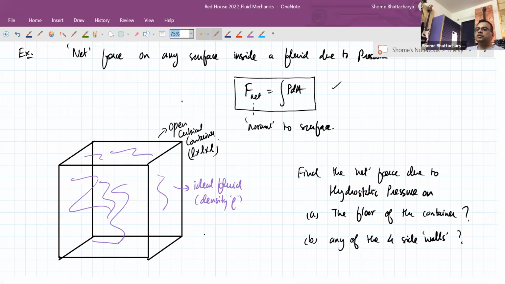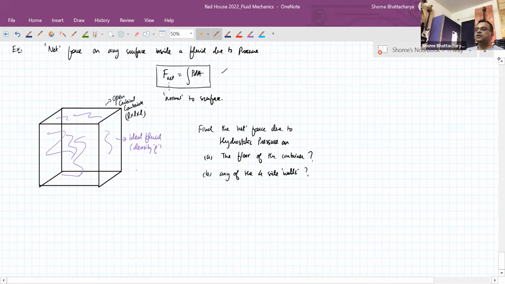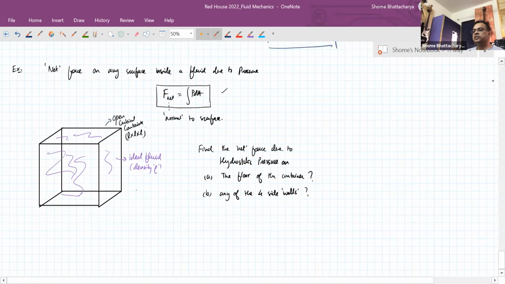Okay, so by now you've seen quite a few examples of application of definite integration and surface and volume integrations, etc. So you should be able to figure this out quite easily. Just try this out, we'll discuss.